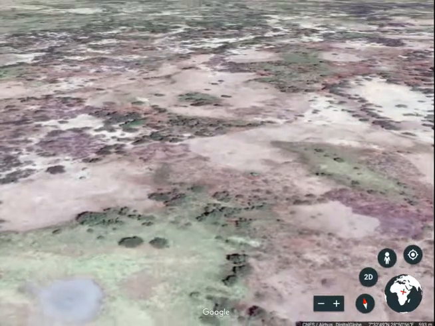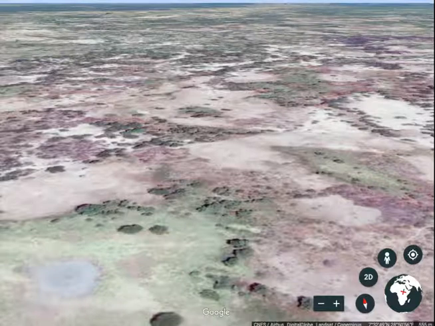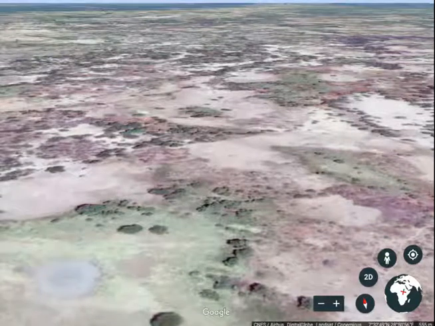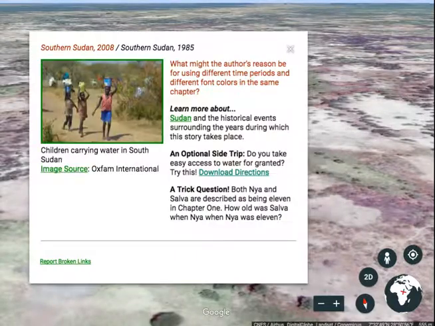And here's pretty much what the area looked like. We can see some shrubs, we can see some grassy areas, things like that. And as we look carefully, we can see here a picture of children carrying water in South Sudan. We discussed that that's probably what Nya is going to do, but we'll find out for sure later. And of course, Nya is an 11-year-old girl in 2008, which we can see right here.